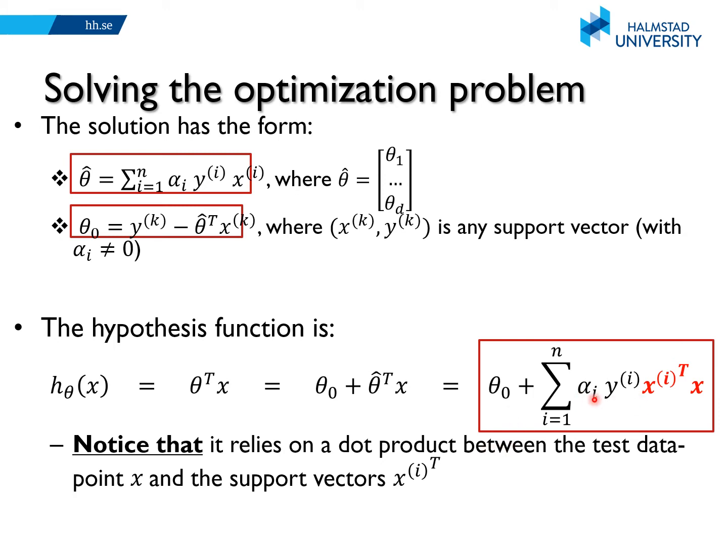And as we said previously, most of those multipliers, those alphas, will be equal to 0. And only few of them will be non-zero, and their corresponding xi's will be called support vectors, right? So this sum actually involves only the support vectors, because most of those terms will be 0. So in order to predict the class of a new test data point x, the prediction involves computing the dot product between this test point x and all the support vectors.